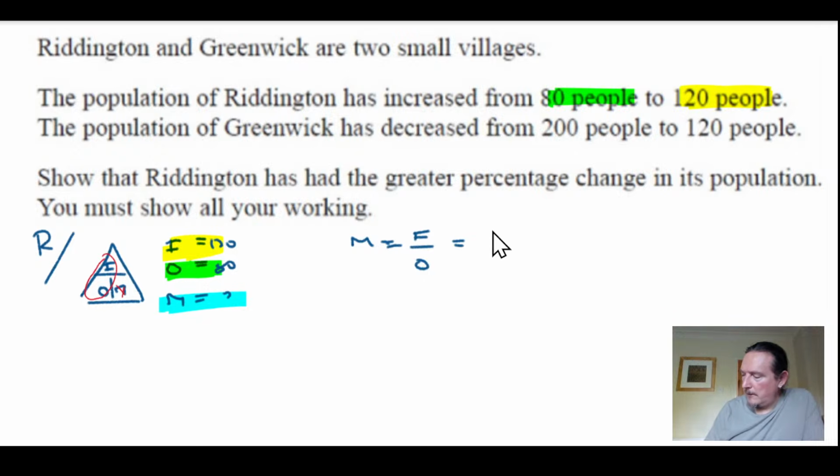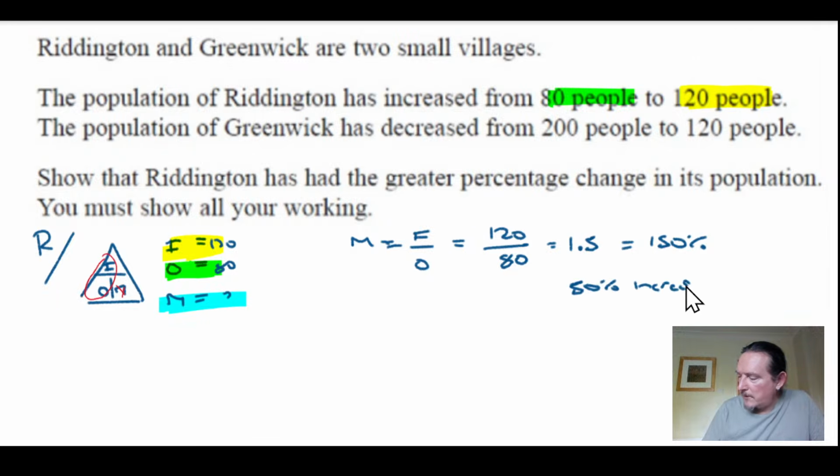It's going to be 120 over 80. What's that then? So 120 divided by 80. That's giving me 1.5 as a decimal. So what is that as a percentage? That's 150%. So that is a 50% increase.